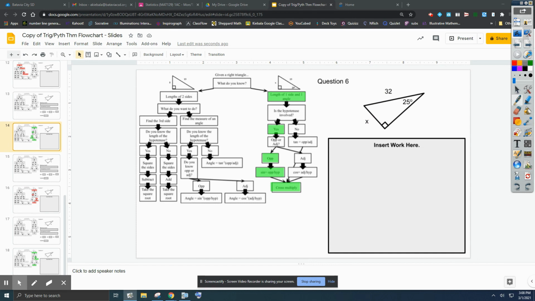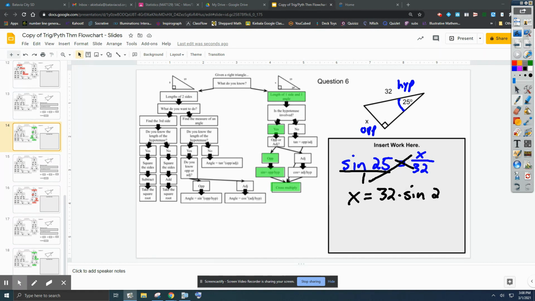All right, so question six, we're given that this is 25 degrees, the hypotenuse is 32, and it's the opposite side we want to find, which is x. So I would begin by saying the sine of 25, so 25 is the angle measure, is the opposite side, which we're calling x, over the hypotenuse, which is 32. I am going to make this look like a unit rate so that I can cross multiply. I'm going to do 1 times x. 1 times x is x. And then I'm going to do 32 times sine 25.